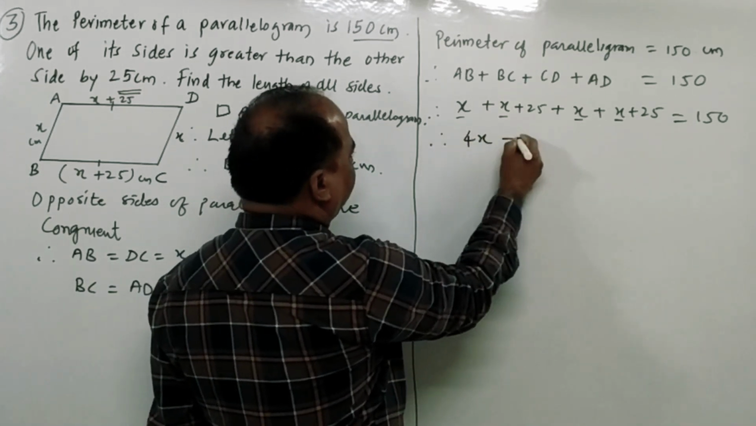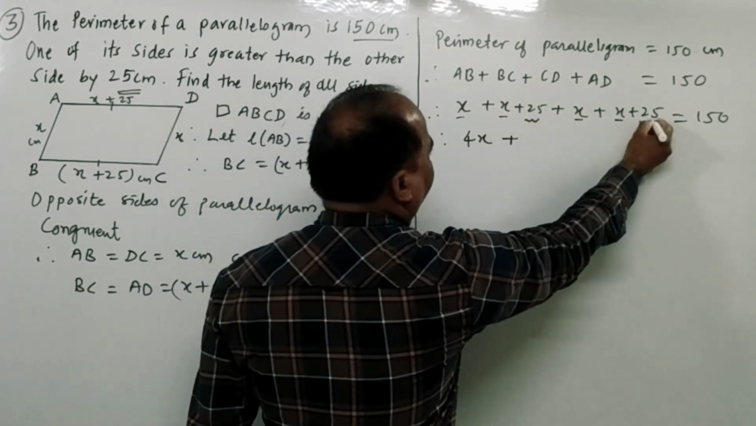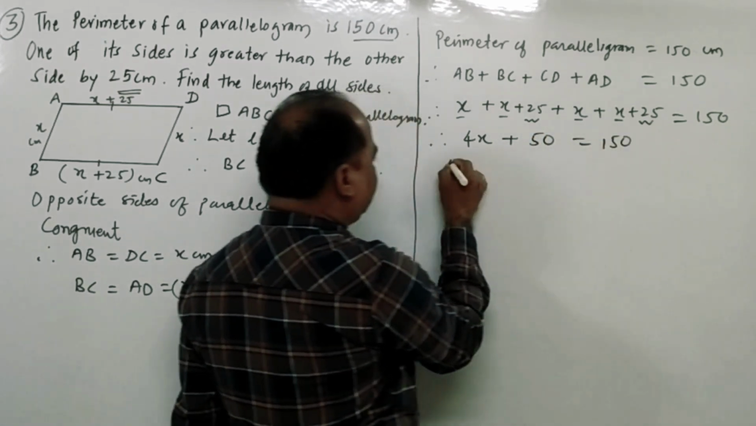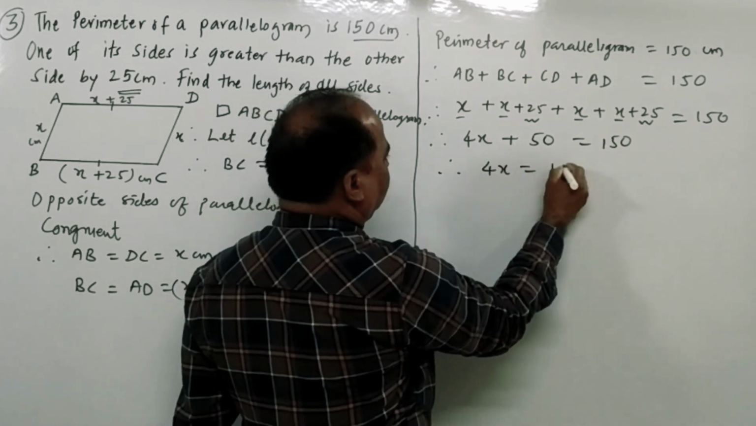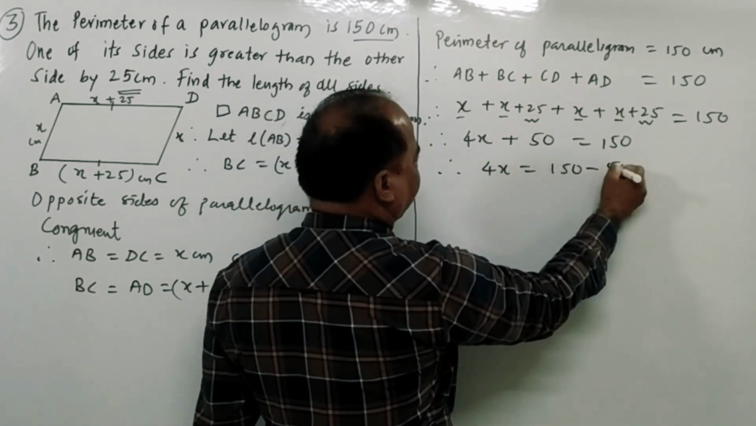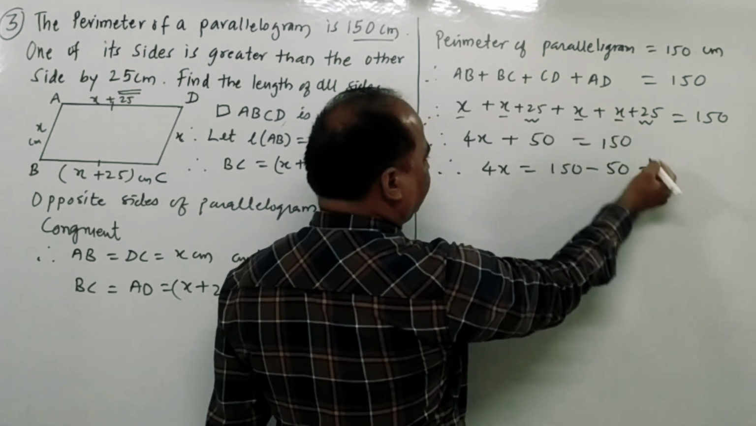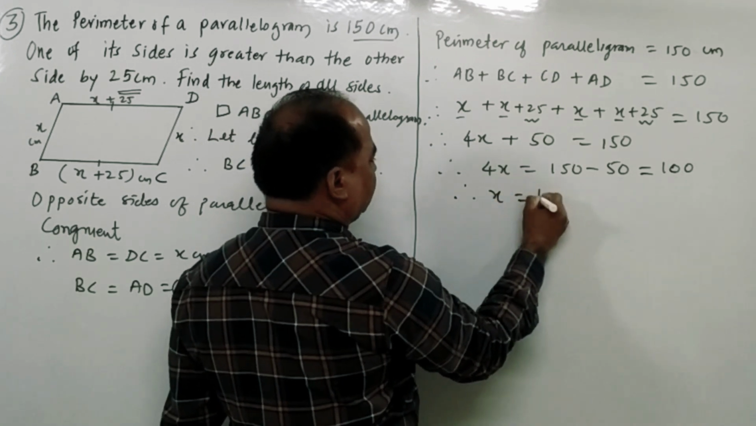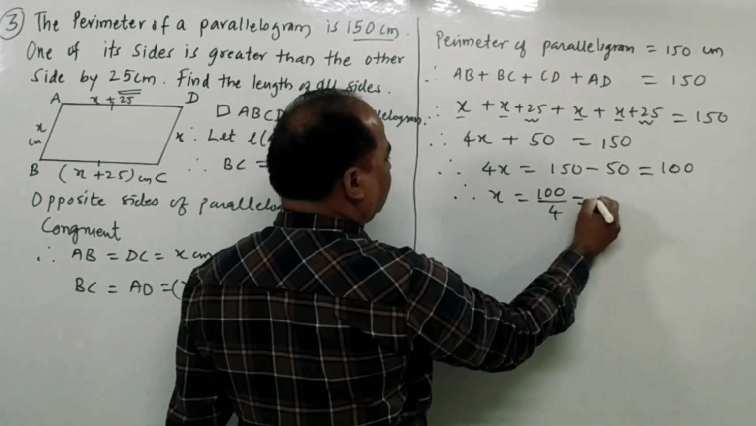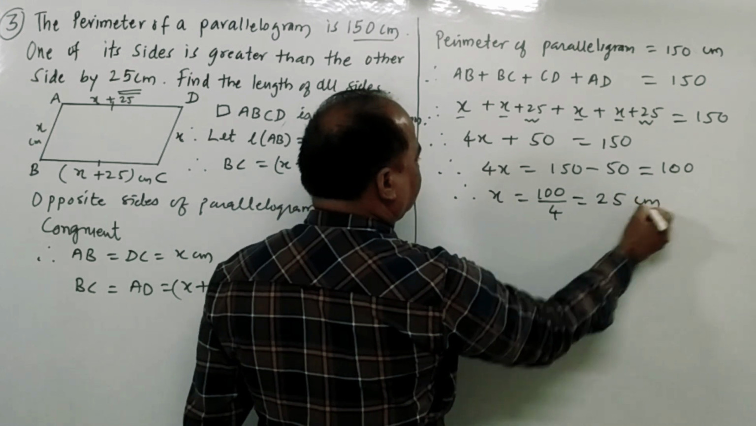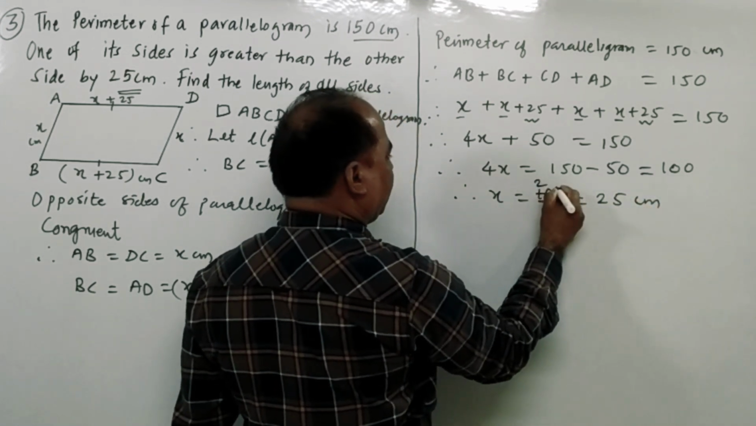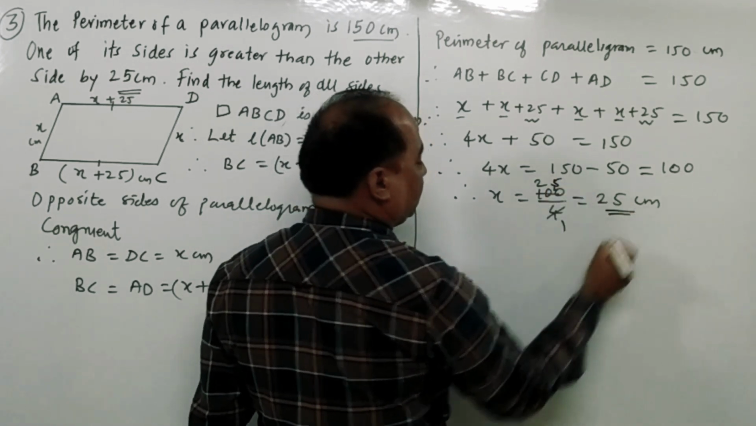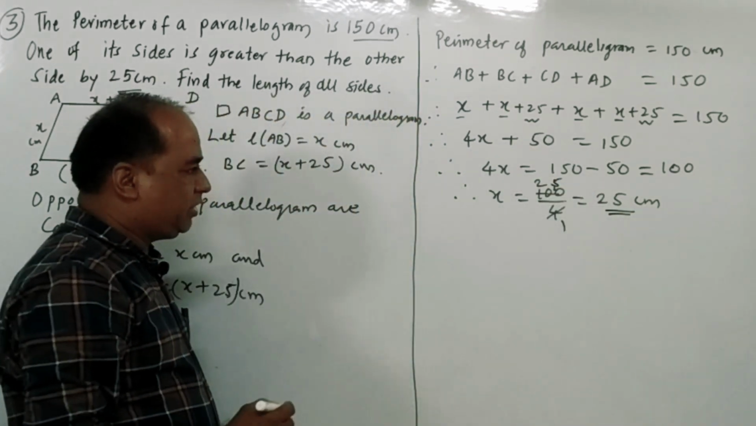Therefore, 4x plus 25 plus 25, which is 50, is equal to 150. Therefore, 4x is equal to 150 minus 50. 150 minus 50 is equal to 100 centimeters. Therefore, x is equal to 100 upon 4, which is equal to 25 centimeters. So 4 ones are 4, 4 twos are 8, 4 fives are 20. That is, x is equal to 25 centimeters.